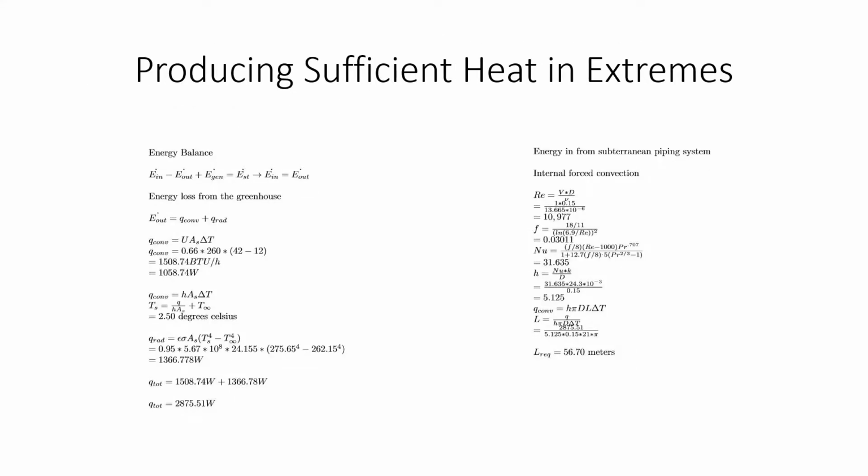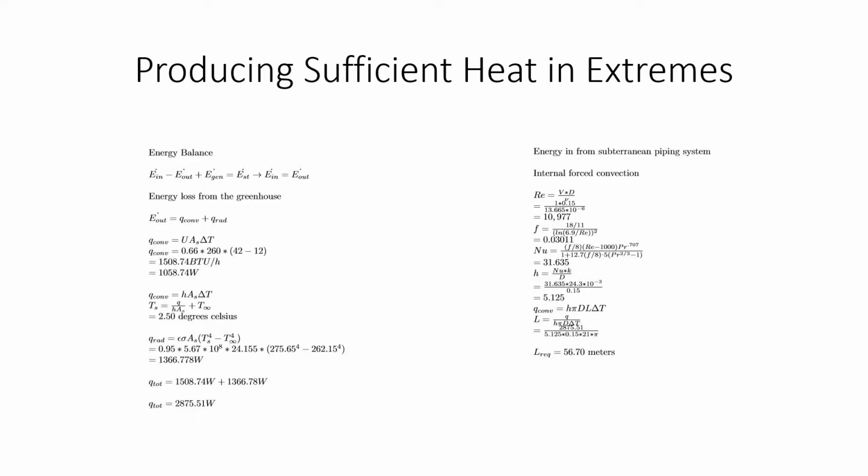So we ran an energy balance to determine the heat loss from the greenhouse and pipe parameters to match that heat loss. On the left, we have energy loss, which occurs due to convection and radiation and results in a total of 2.875 kilowatts of heat loss. In order to match that heat loss from the piping system, there are three controllable factors: the pipe diameter, the airflow velocity, and the pipe length.